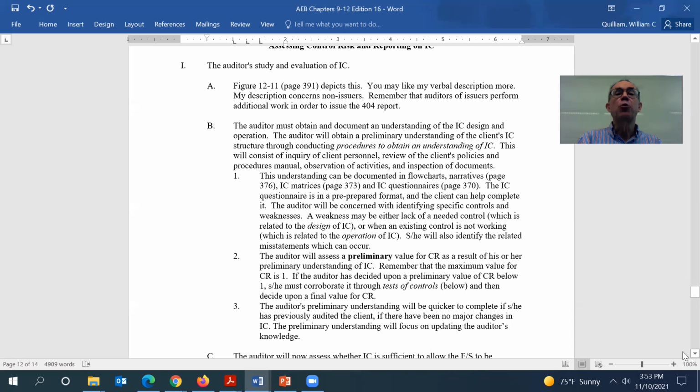These will consist of inquiry of client personnel, review of the client's policies and procedures manual, observation of activities, and inspection of documents. So if we inspect documents and we find that credit is not approved for credit sales, even though the design of internal control says it should be, well, maybe that design of internal control was okay. Once again, the day-to-day operations of internal control were not.